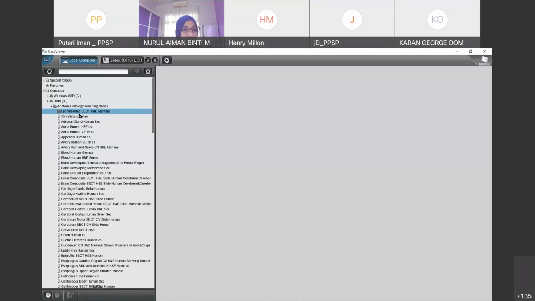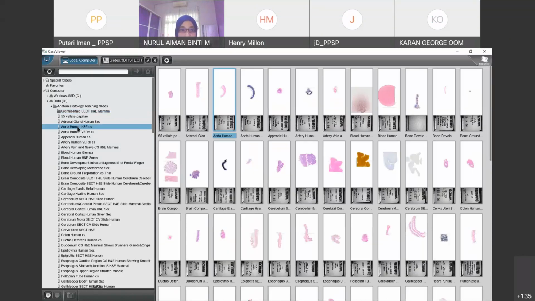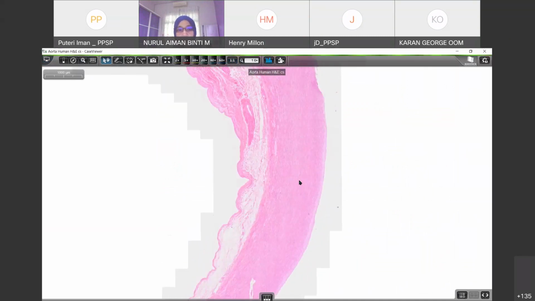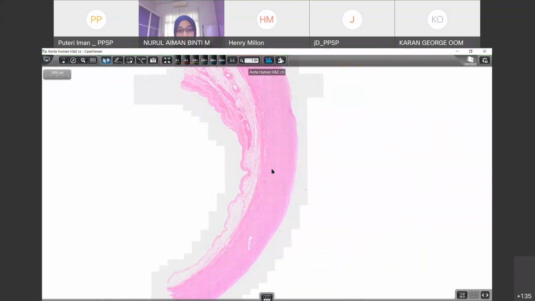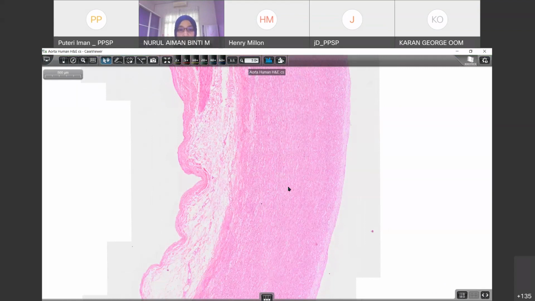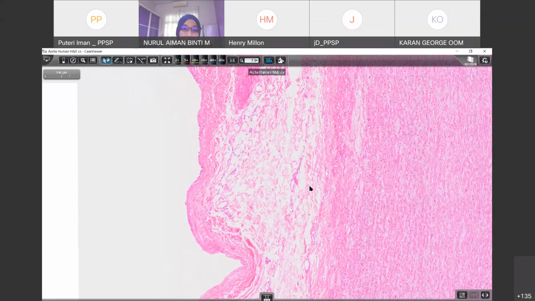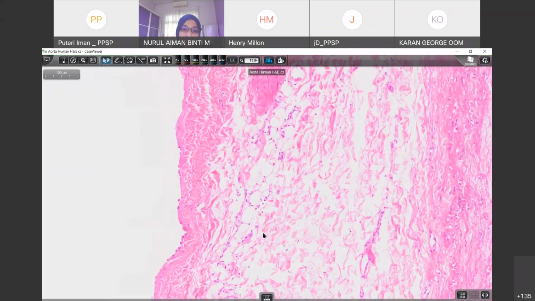So the first one, you can see there are a few slides here. Okay, I open the aorta. This is Case Viewer. Case Viewer is just like the microscope, but it's software where they already scanned the slides, so it's easy for us to use for the presentation. If this were not inside USM, we would not be able to teach you online. It's quite difficult to teach you online.